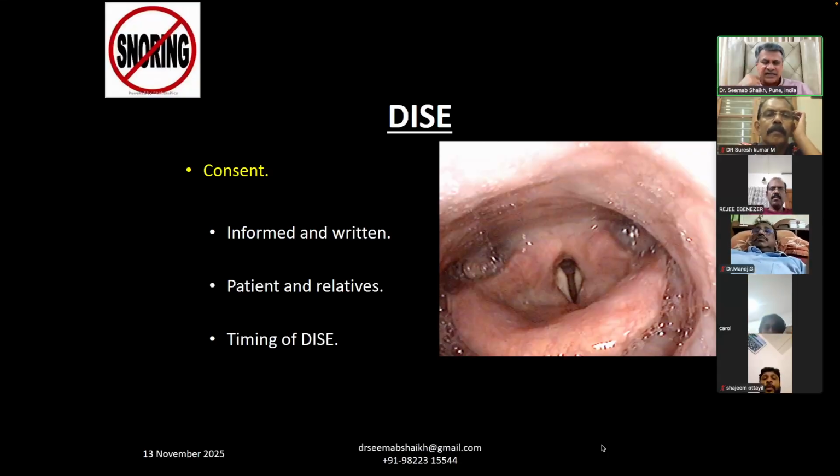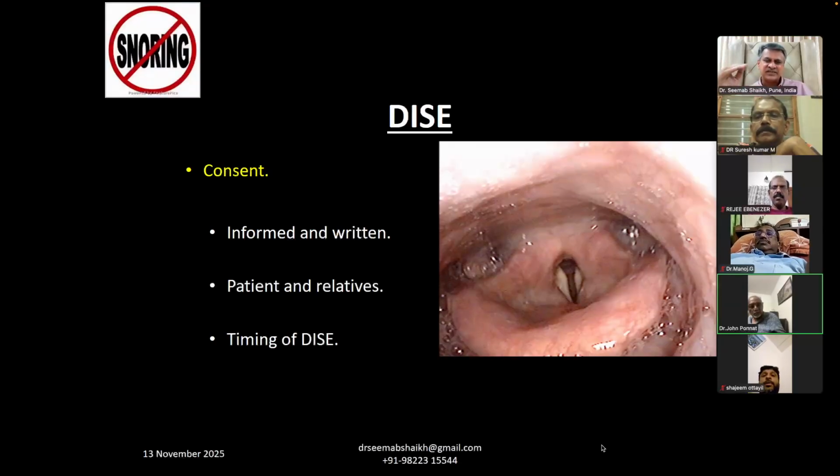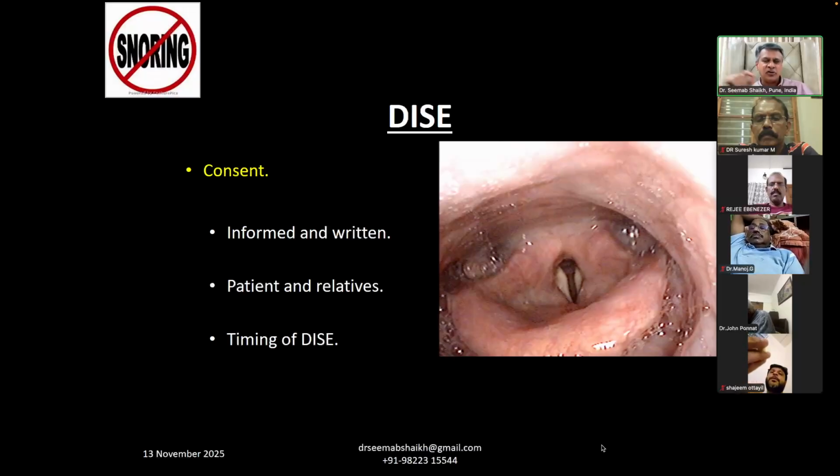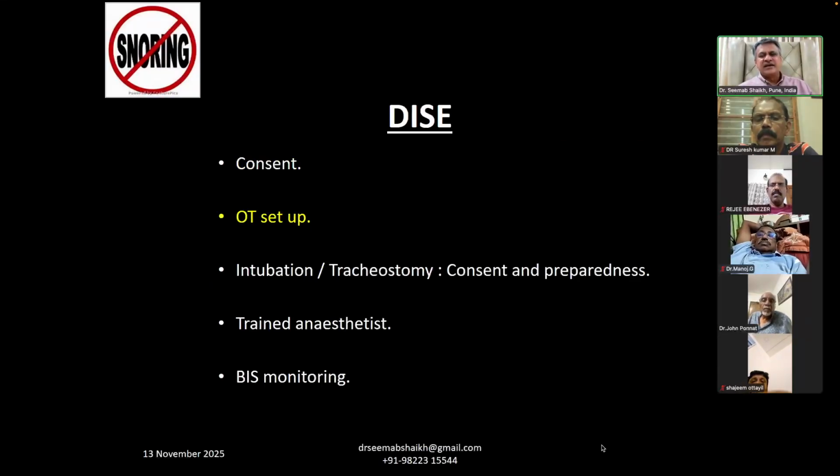If you have a multi-level obstruction which involves the nose, palate, tongue base, and epiglottis, and you're doing it as a first stage of only the septoplasty under GA, then before the septoplasty you can do a DISE and go ahead with the septoplasty. But not for any other reason should you do the DISE and go ahead with any other procedure in that same sitting. Right? Second important thing is that it has to be done in an OT setup. Do not take DISE lightly.